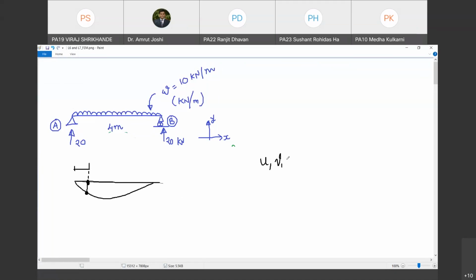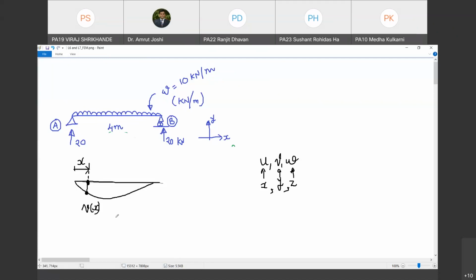U, V, W. In this entire course we are going to take U, V, W as deformations or translations in X, Y and Z directions respectively. So X directional translation at any point we will denote it by U, Y directional translation at any point we will denote it by V, and Z directional translation we will denote it by W. So as per this Cartesian coordinate system, horizontal direction is X and vertical direction is Y. So therefore deformation in Y direction is V. So I am going to denote deformation at X as V as a function of X.